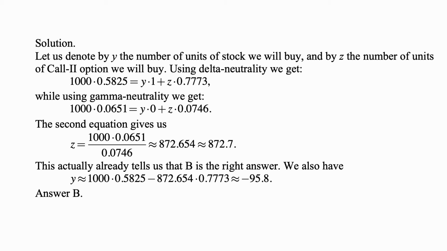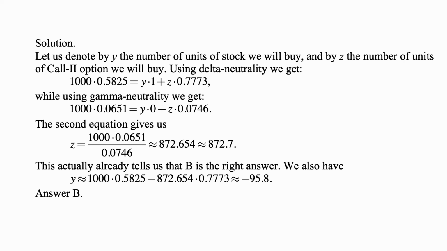Using the same argument for gamma neutrality, we'll have 1,000 times 0.0651 equal to Y times 0, because the second derivative of the price of the stock with respect to the price of the stock itself is 0 (the first derivative is 1, which we used in the first equation, Y times 1 represents that), plus Z times 0.0746. And so from the second equation, we solve it immediately for Z, which turns out to be approximately 872.654. And actually this immediately tells us that B is the right answer.